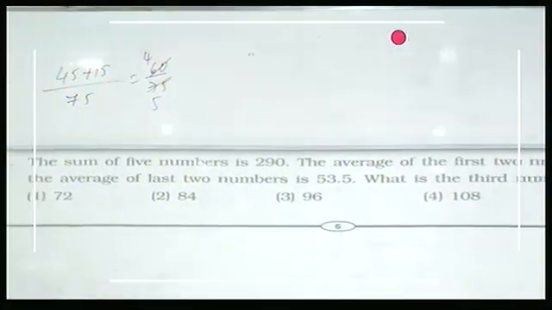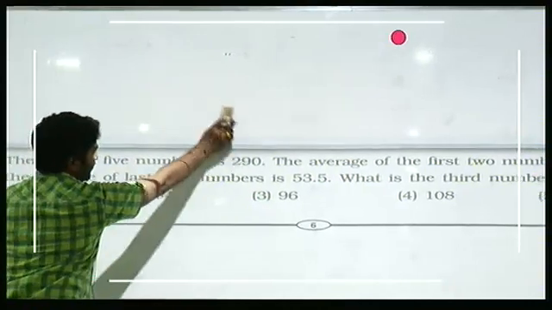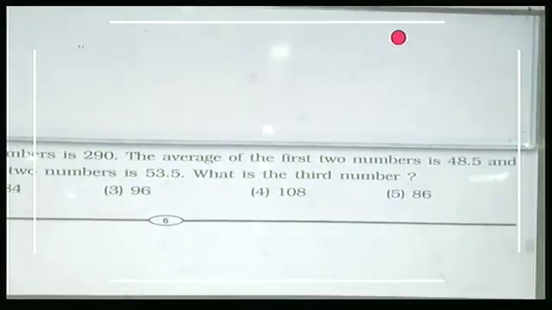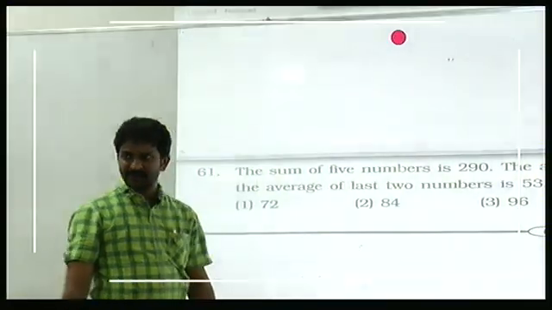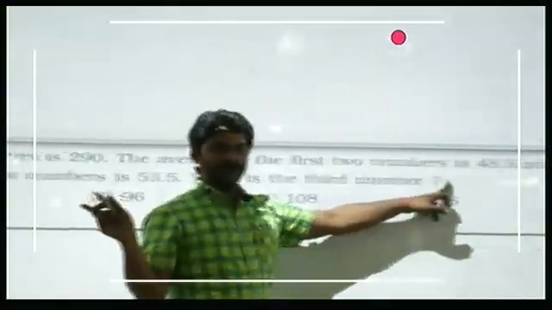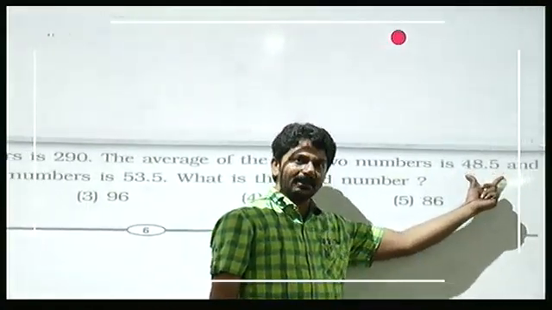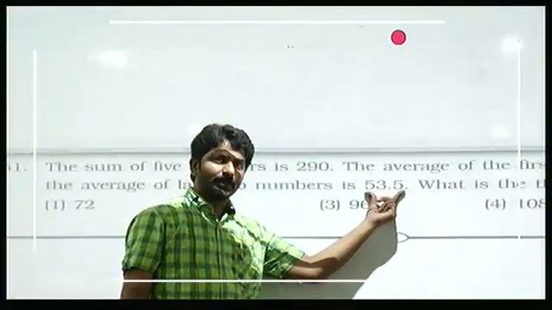The sum of 5 numbers is 290. The average of first 2 numbers is 48.5 and the average of last 2 numbers is 53.5. Find the third number. How will you get the third number? Sum of 5 numbers minus first 2 numbers minus last 2 numbers. And here you are given the average of first 2 and the average of last 2. So if you want to calculate the sum of first 2 numbers, you need to multiply this number with 2. And the average of last 2 is given as 53.5. To calculate the sum of last 2 numbers, you have to multiply this number with 2.